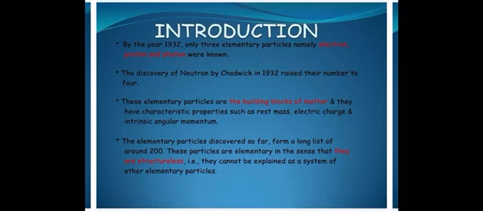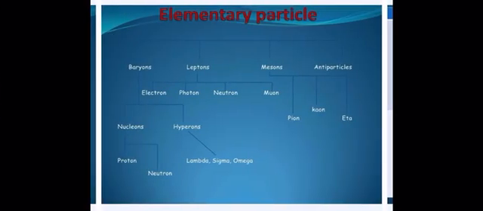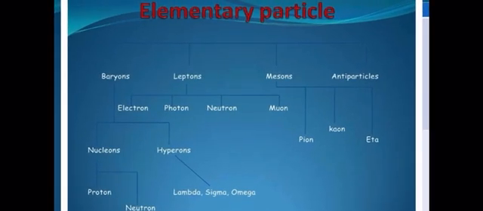The elementary particles discovered so far, that means now we have a list of almost 200 particles. These particles are elementary in the sense that they are structureless. That means they cannot be explained as a system of other elementary particles. For example, take a photon. We don't know its basic structure. That means they themselves are the elementary particles.